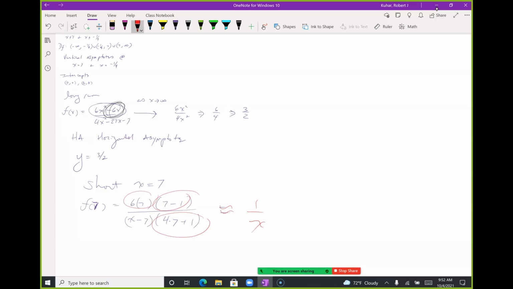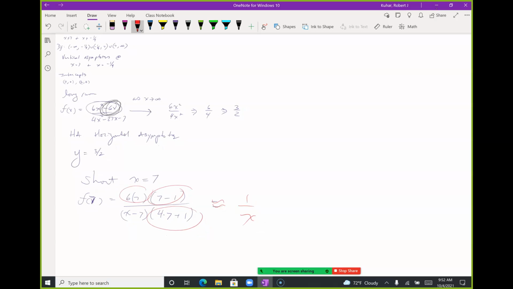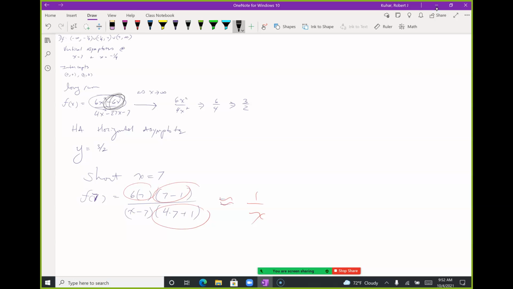I don't understand how it looks like 1 over x. Sure. So this is some number times some positive number, some positive number. Well, it's actually what, 36 times 7? 36 times 7 is 252. And this is what, 29 times x minus 7. And so now I plugged in 7, right?